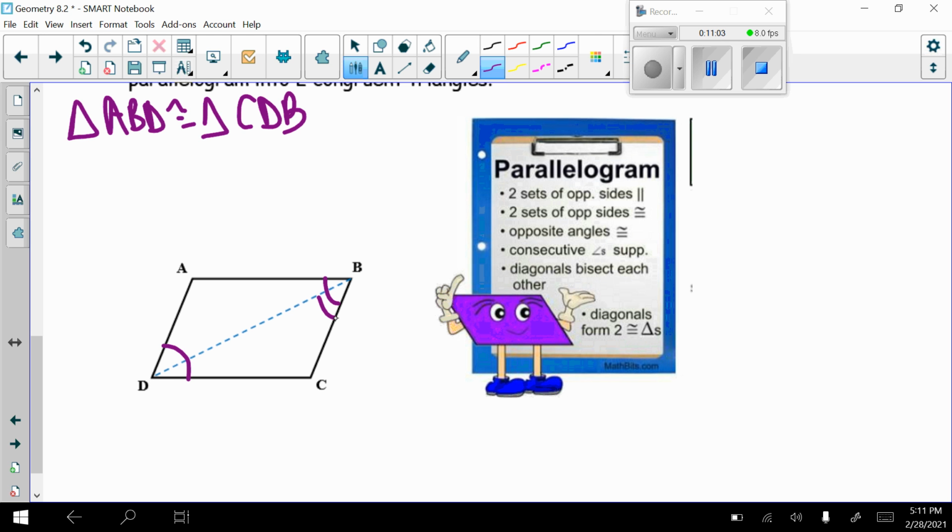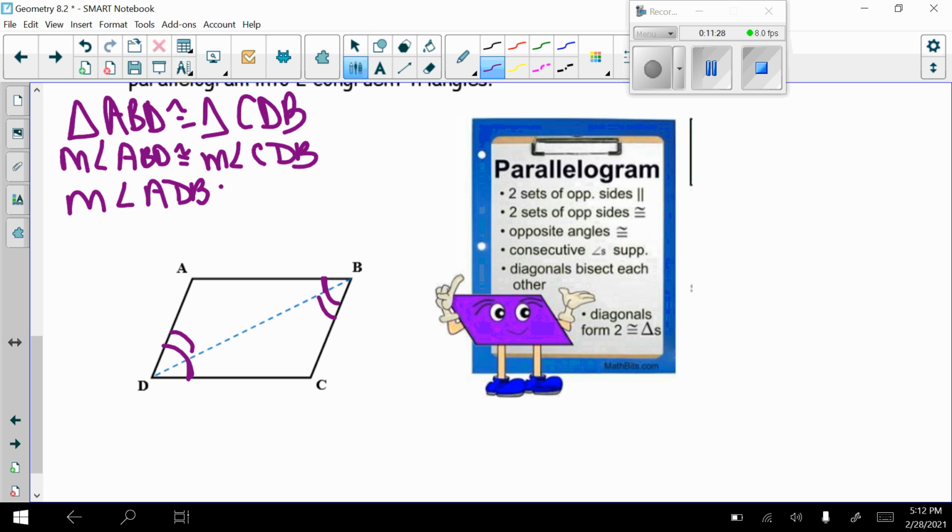So these two would be the same. This one would be the same. I can say that the measure of angle ABD is congruent to the measure of angle CDB. The measure of angle ADB is congruent to the measure of angle CBD.